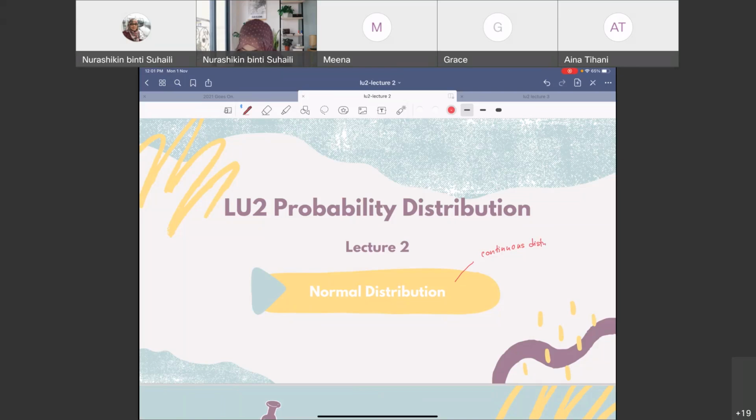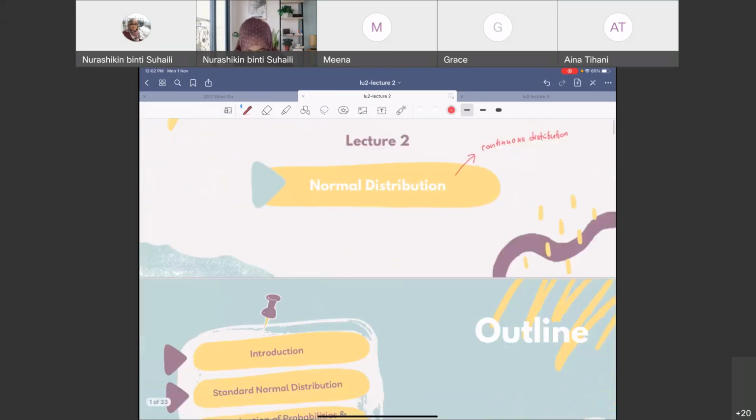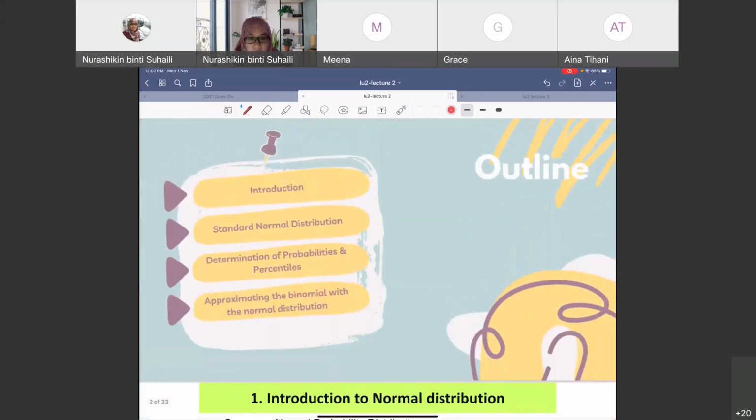Whereas the other two that we have discussed before are discrete distributions, okay? So by right, you should know the difference between discrete and continuous. Discrete means whole number, continuous means the numbers are continuous. All right, so what we're going to cover today, we're going to have a look at what is normal distribution, an introduction to it, and then we will discuss what is standard normal distribution.